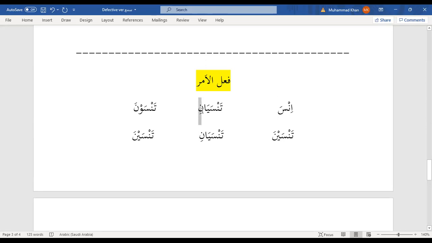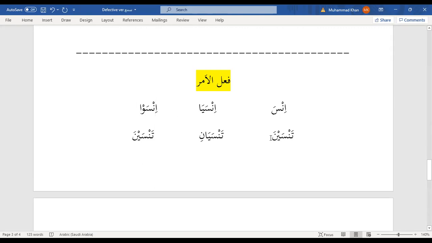So the same thing happens here. We drop noon, and then we drop alamat al-mudari, and then we put hamzat al-wasl with kasra, so it will be insa. Insaya, and this one will be, yes, please tell me, noon will be dropped, and don't forget we have to put alif. And then we have to drop alamat al-mudari, and we put alif, insaw. Insa, you forget, insaya, you both forget, insaw, you all forget.